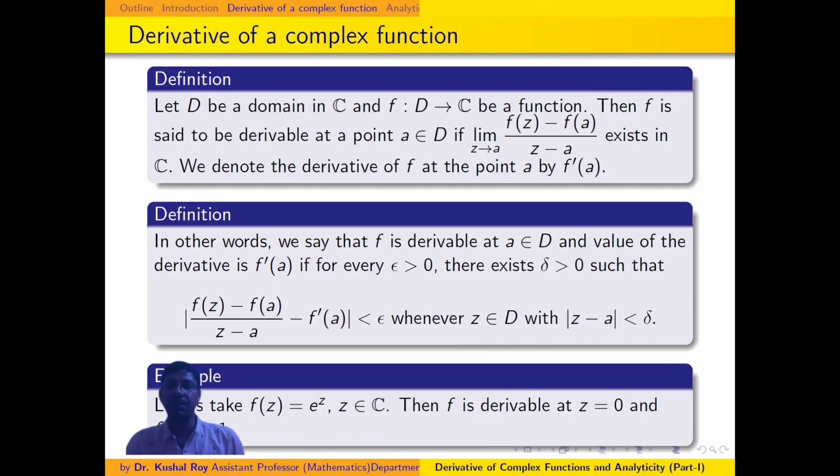In other words, we say that f is derivable at a and the value of the derivative is f dash a if for every epsilon greater than 0 there is delta greater than 0 such that mod of f(z) minus f(a) by z minus a, minus f dash a, is less than epsilon whenever z belongs to the domain set D with mod z minus a less than delta. So let us consider an example. It is a simplest complex function f(z) equal to e to the power z. Then f is clearly derivable at z equal to 0 and derivative of f at 0 is 1.